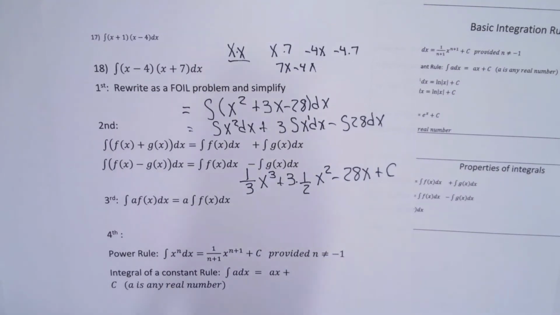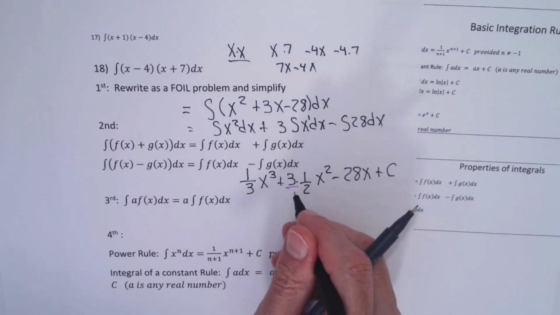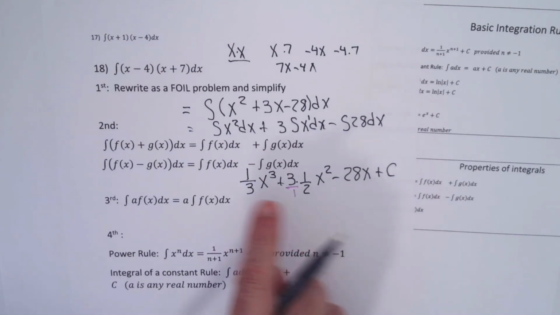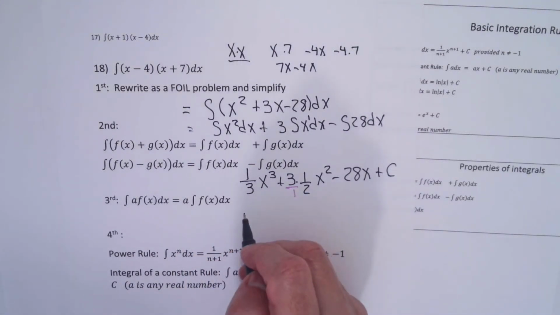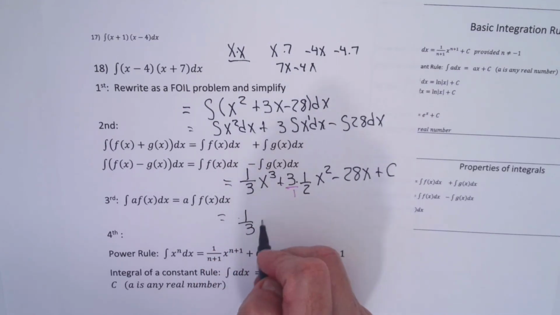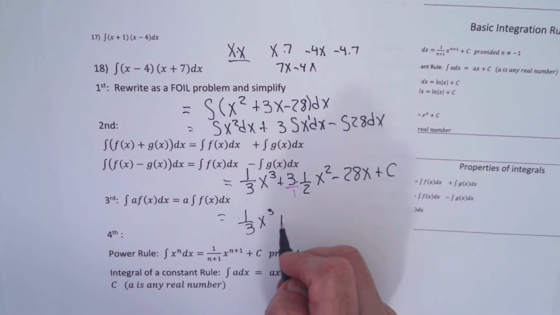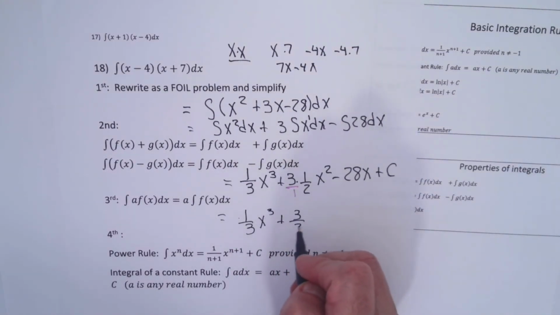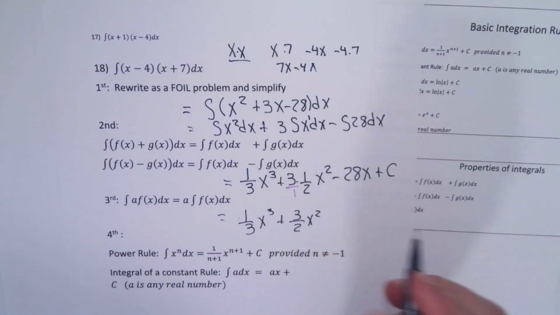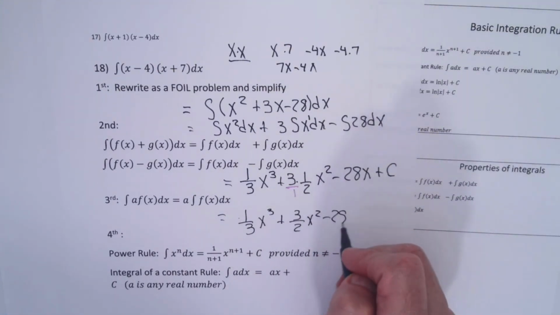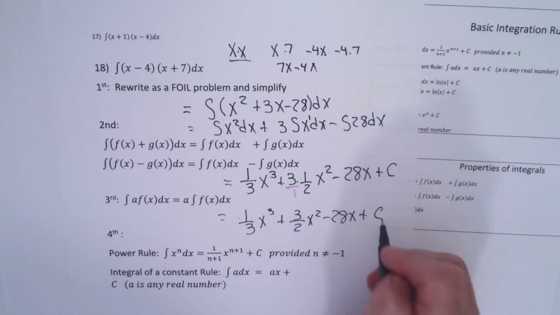Nothing's really going to simplify here. This multiplication, I think of it here as 3 over 1 times 1 over 2 and get 3 halves. For an answer, I'm going to get 1/3 x cubed, and then 3 times 1 and 1 times 2 is 3 halves x squared, minus 28x, plus c.